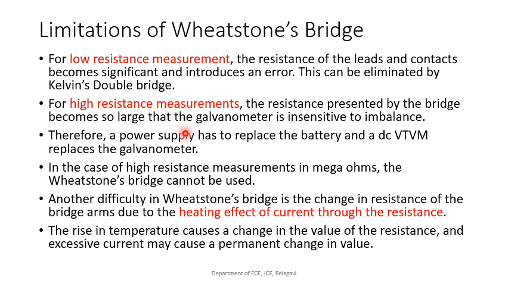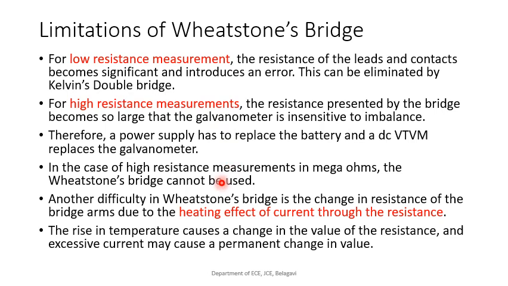If you want to measure high resistance, then you have to use what is called a DC VTVM. Instead of using a battery, you have to use a power supply, and instead of using a galvanometer, you have to use a DC VTVM. In the case of high resistance measurements in megaohms, the Wheatstone's bridge cannot be used.